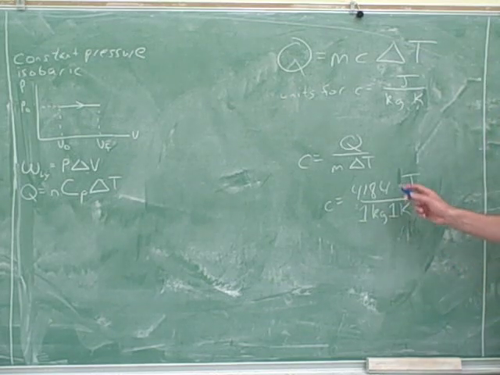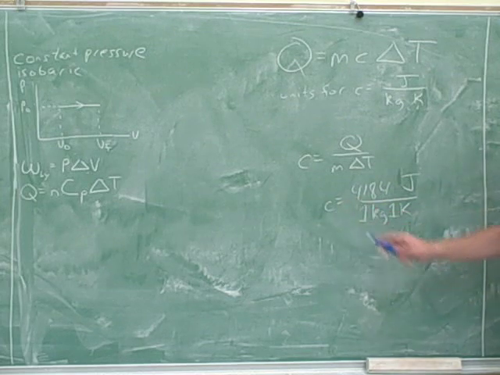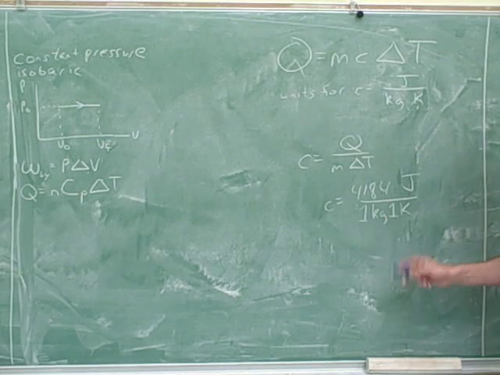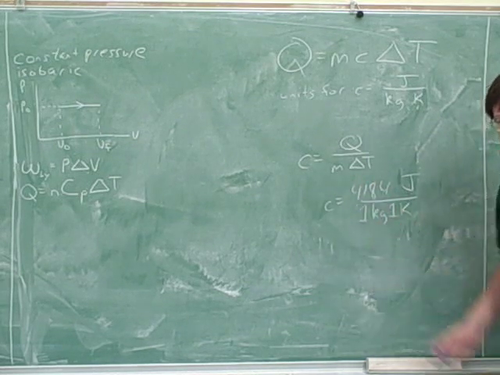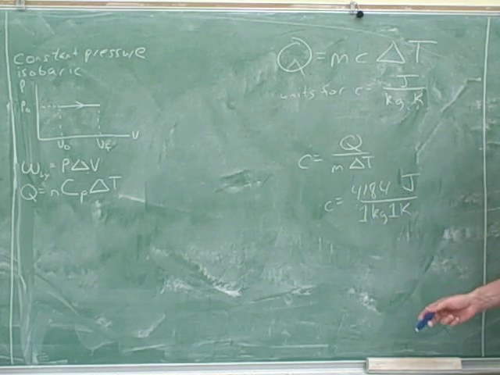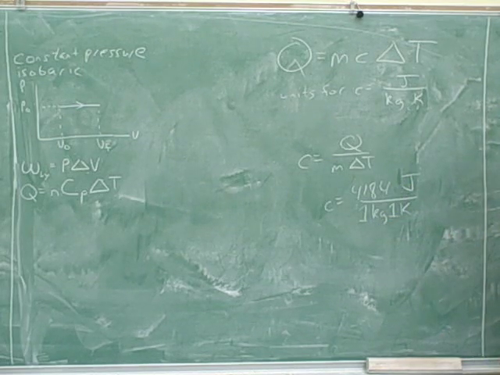So what was the answer to my question? I was asking you in general, what does the specific heat tell you? It tells you how much heat it takes to raise the temperature of 1 kilogram of the substance by 1 degree Kelvin, or 1 degree Celsius. How much heat does it take to raise the temperature of 1 kilogram of a substance by 1 degree Kelvin?